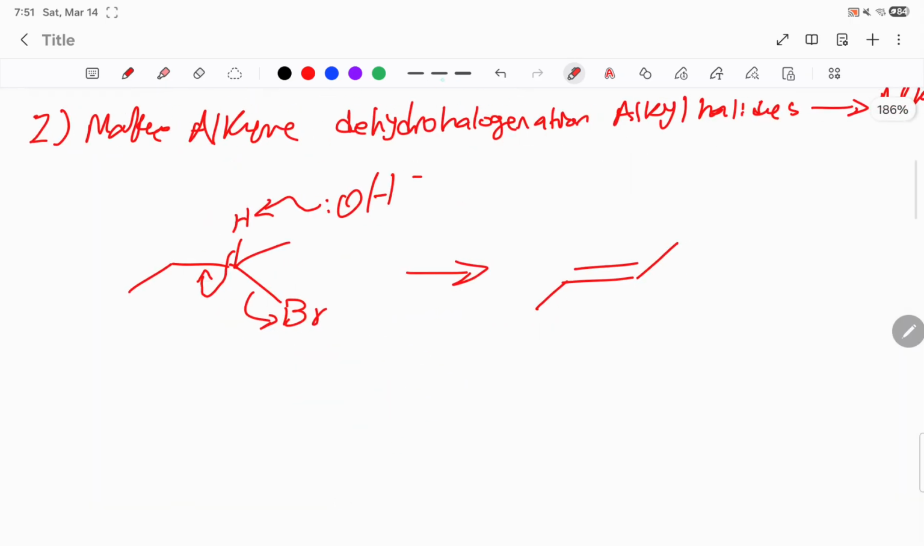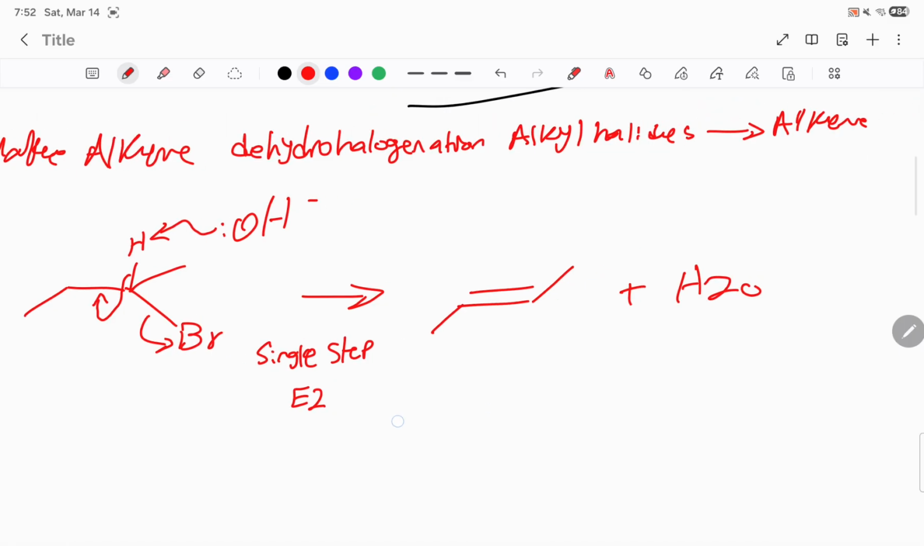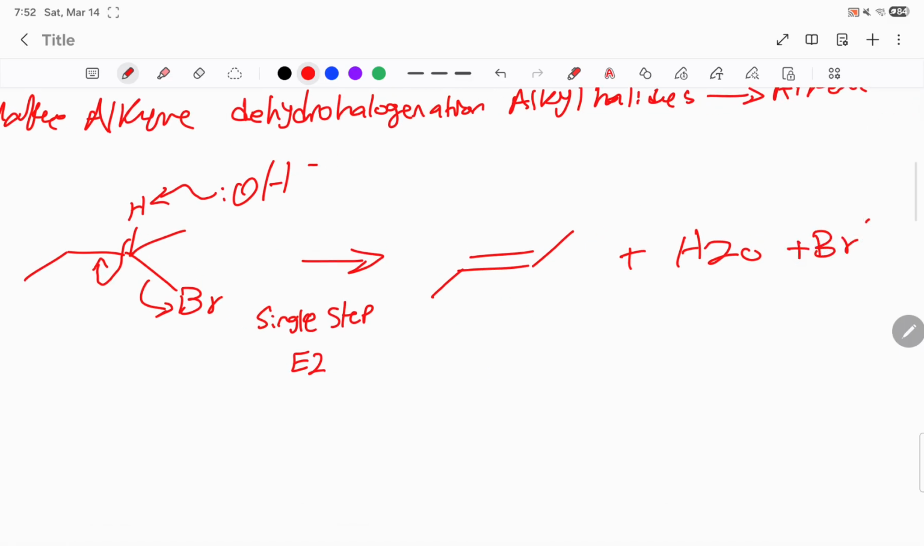So you see, this was an elimination reaction. It occurred in a single step, because it occurred by an E2 mechanism. In this case, this is my nucleophile, this is my electrophile. It will take this proton and form water as a byproduct. And of course, we will have Br minus as a byproduct as well. Why? Because this group will leave on its own and take the electrons with it.